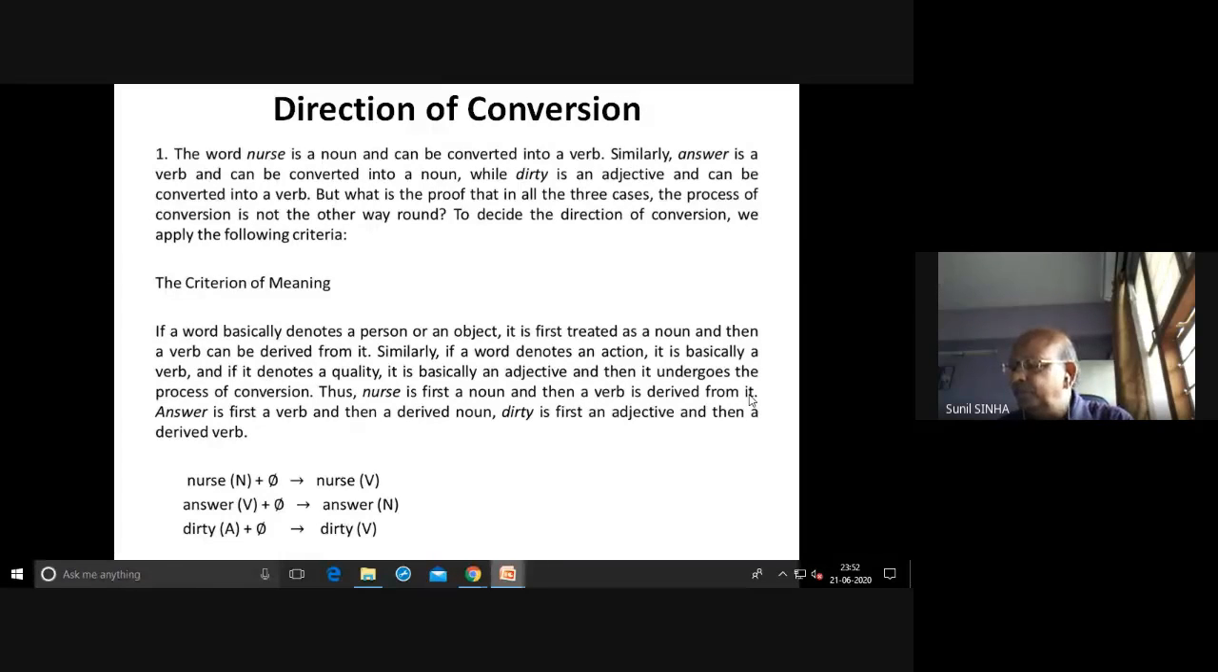So what is the proof of this direction? Direction of conversion. The point is, what is the proof that nurse as a verb has been derived from nurse as a noun? Now let's look at the argument, the proof, the criterion of meaning. Let's look at the meaning of the word nurse. What is the basic meaning of a nurse? The basic meaning of a nurse is a person who looks after a patient.